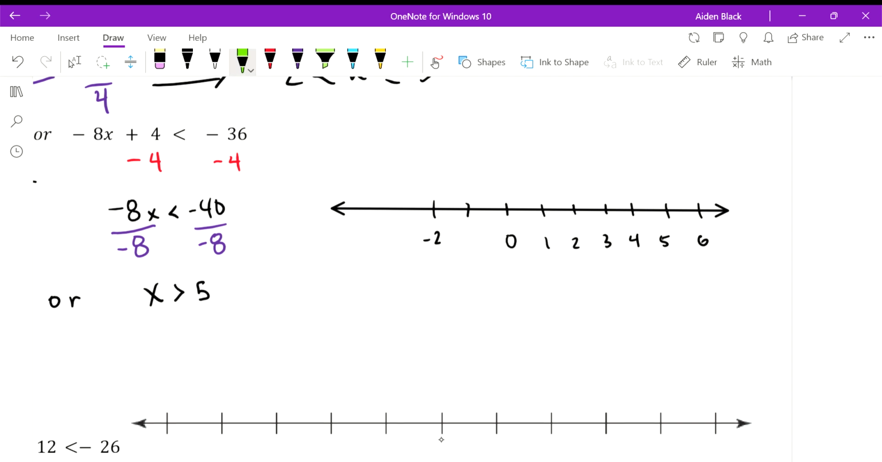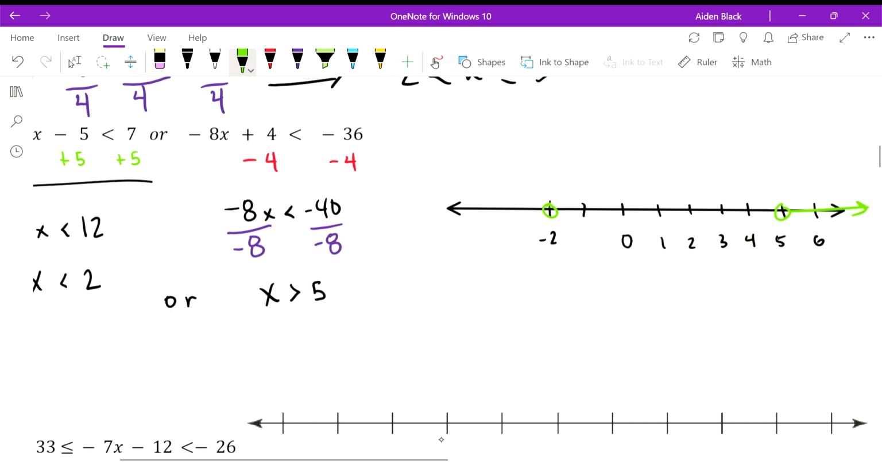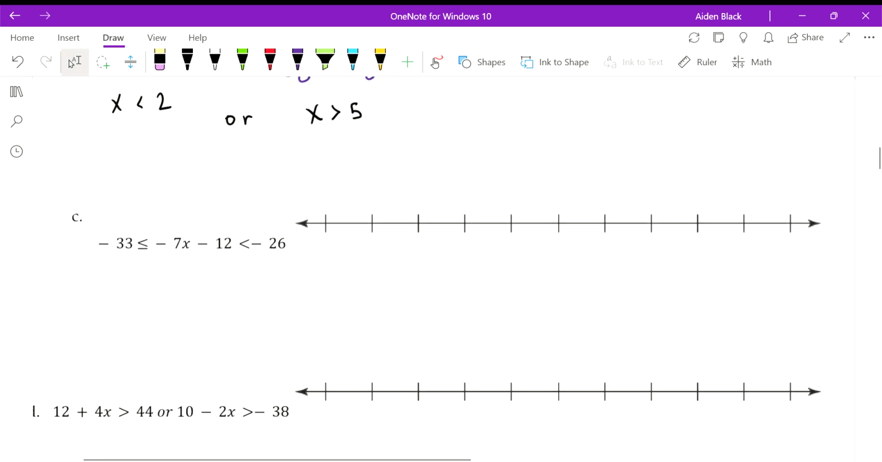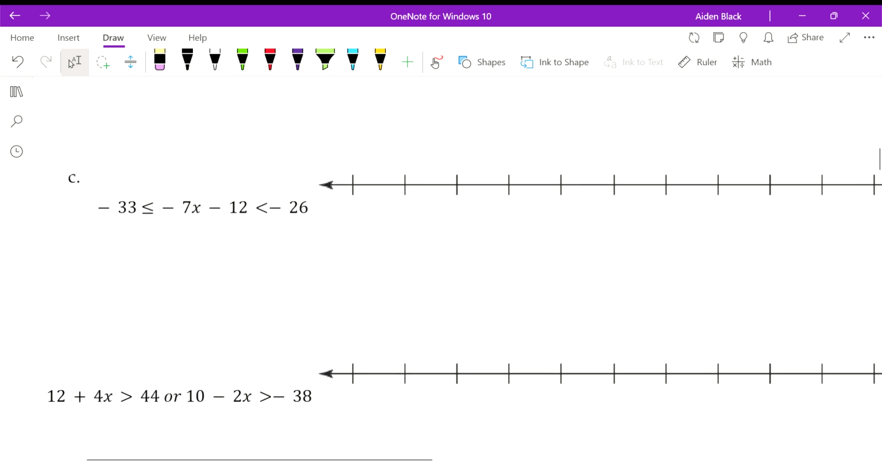So greater than 5 looks like that. Less than negative 2 looks like this. There you go. Try this one out. Pause the video and try this one out and see if we get the same thing.